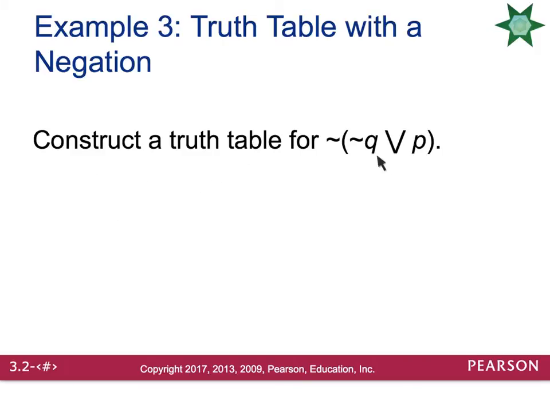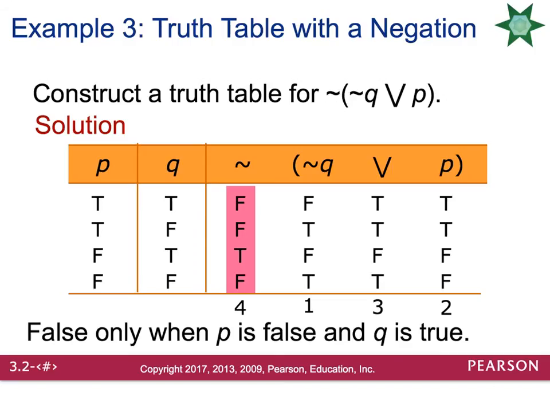Construct a truth table for the negation of (negation Q or P). So we have to find not Q first, and then or it with P. So do the disjunction with P, and then take the negation of that. We have to do the parentheses first, but we have to find not Q first because we're going to take that and or it with P. The first thing we do is look at the possible cases. Since we have two simple statements, we're going to have four cases: true, true for P, Q; true, false; false, true; or false, false.